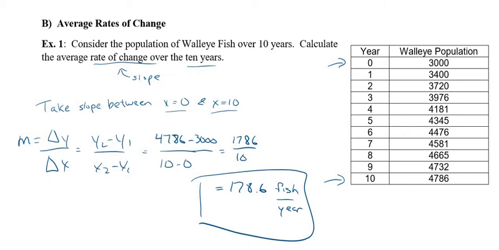So what that number represents is over the course of that 10 years, on average, we are gaining 178.6 fish every single year in our pond or in our lake or wherever we're measuring. So over 10 years, it's not super accurate. We can see from the graph, it goes up by different amounts each time.